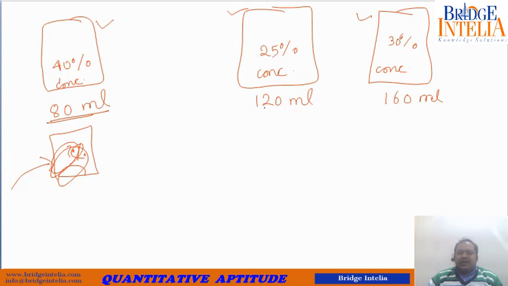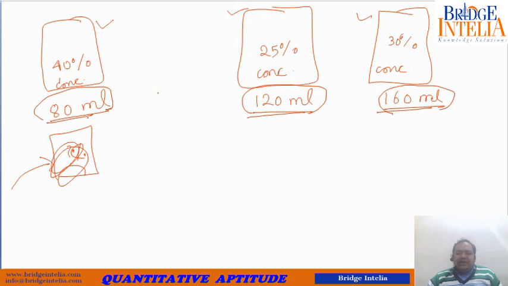So look at the quantities 80, 120 and 160. Just take the simplest ratio, because this is relative quantity. The absolute value does not matter. Take their simplest ratio: 80, 120, 160 are all divisible by 40, so 2:3:4. It simply means if you are taking 2 milliliters from here, you have to take 3 milliliters from here and 4 milliliters from this one. Just the relative ratio.